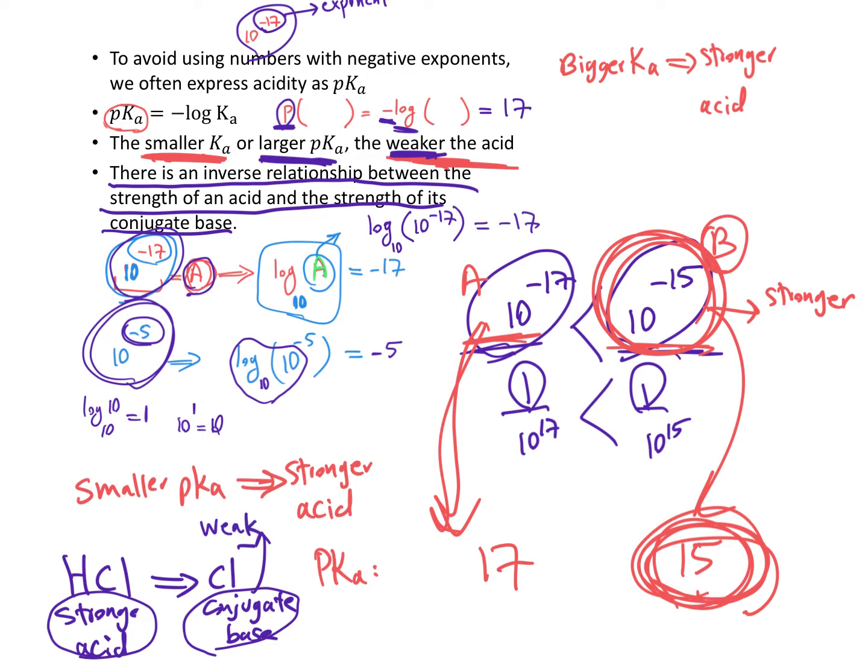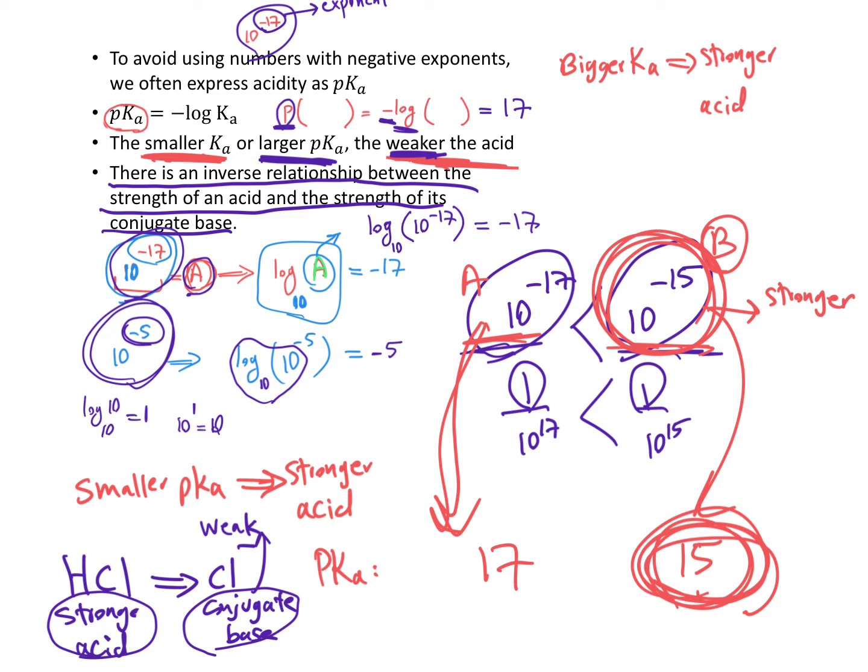Okay? Because by the same rationale that HCl is willing to lose its proton and produce Cl minus, Cl minus doesn't have that much tendency to get hydrogen and produce HCl. Kind of like the equation that I wrote in the previous slide. Any questions?